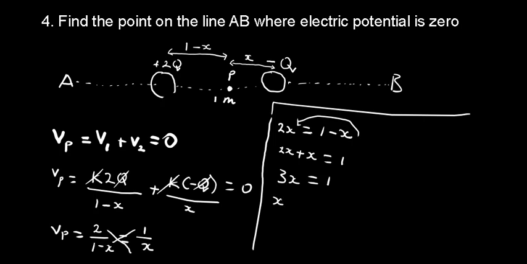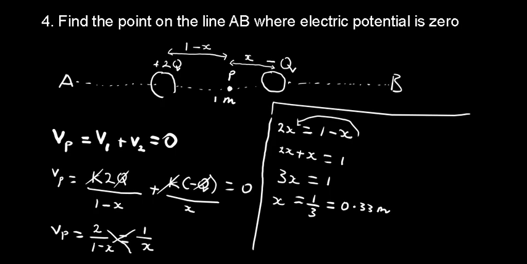Which is equals to 0.33 meter. So that means we are going to place this charge at point 0.33 meter, between positive 2q and negative q, for there to be no electric potential, for it to be 0.